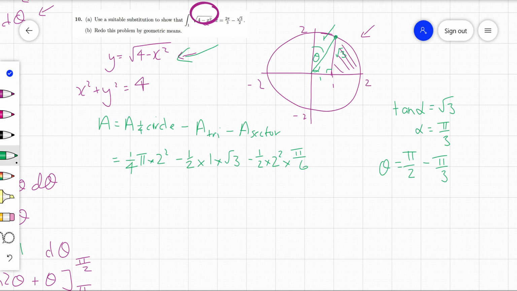All right, if we put that all together, let's have a look here. We've got 2 squared and a quarter, so this will just be pi. Then we've got minus root 3 on 2. Then we've got minus, and here we've got 4 on 2, so that's 2. And 2 pi on 6 is pi on 3. So we've got a whole pi, take away pi on 3, which leaves us with 2 pi on 3 minus root 3 on 2, which is the same answer. So you can use geometric means, you can use a substitution.